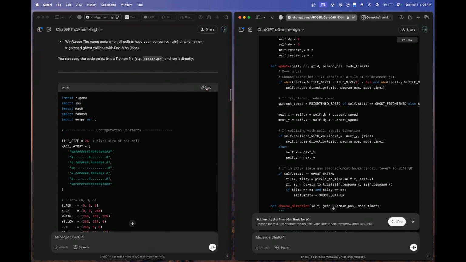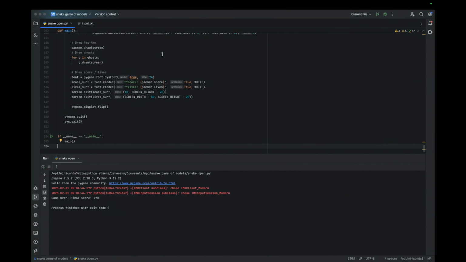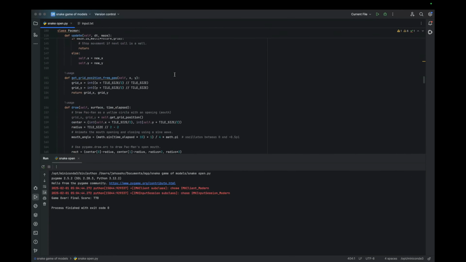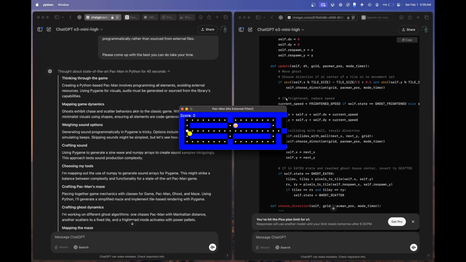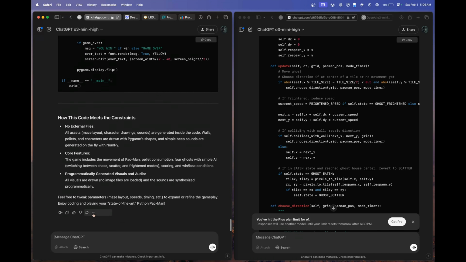Let's see what O3 Mini has come up with. It did take some time to think, that is 45 seconds, so I think we will get a good response. Who knows? Immediately we don't see any kind of errors. Let's run this. Okay, so that was not what I was expecting. It should have been better, right? Very bad. Come on, I want to give it a try. Let me try it once more.